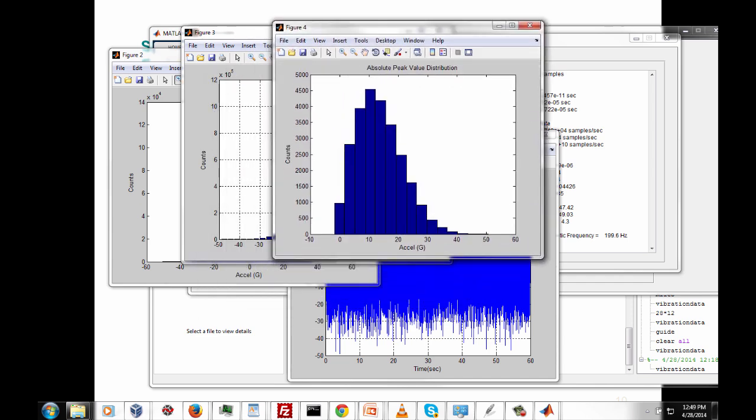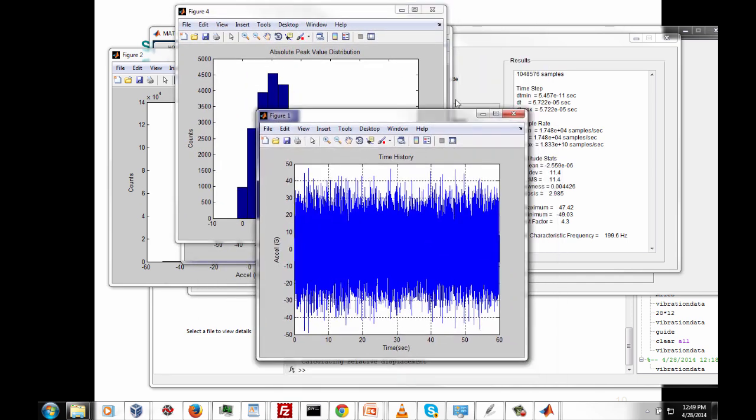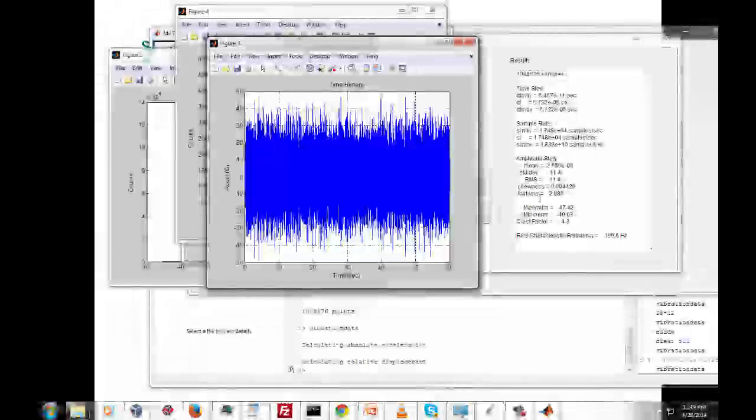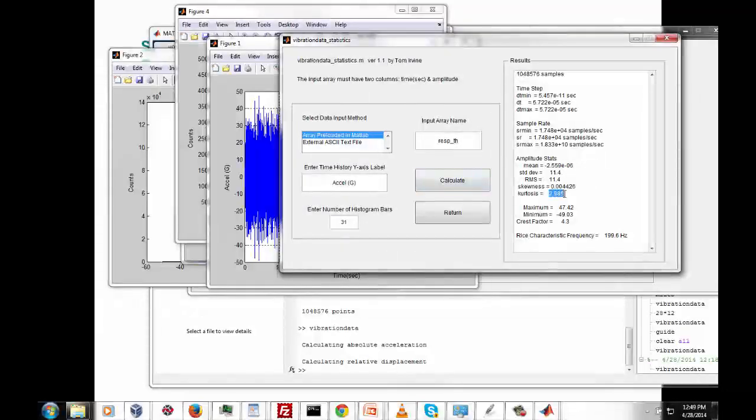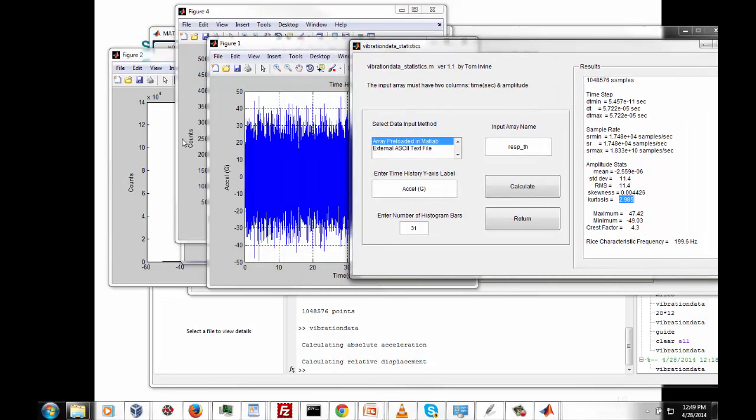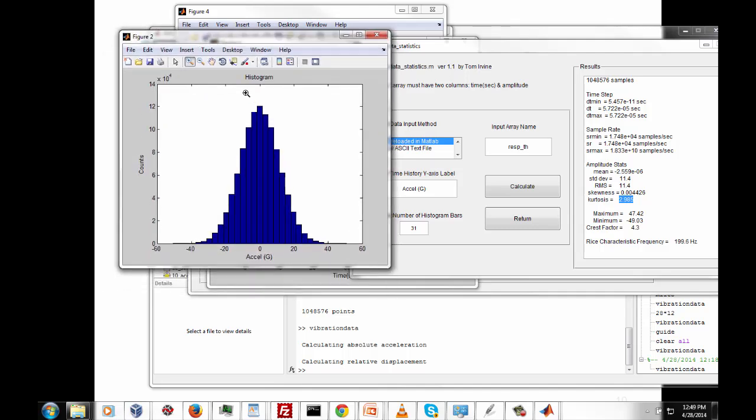Okay, let's go through these statistics. Well, the kurtosis value there is still about 3. That's interesting, isn't it? Figure 2. So here's the histogram of our acceleration response, and guess what? It's a bell curve. So for this narrowband random response, we still get a bell curve histogram.